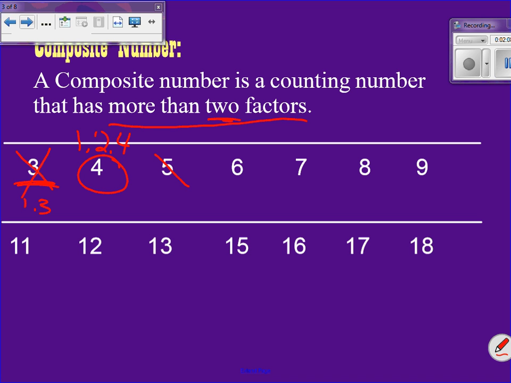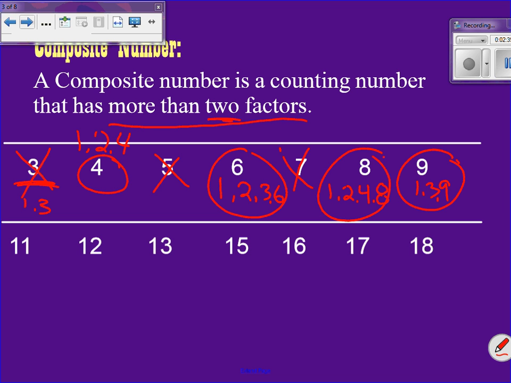5, prime number. 6, 1, 2, 3, 6. Those would be our factors, right? That makes this a composite number. 7, prime number. 8, we know that has many factors: 1, 2, 4, and 8. Yep. 9, 1, 3, and 9.